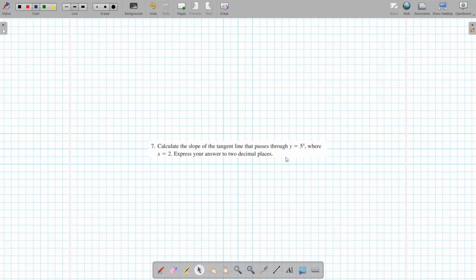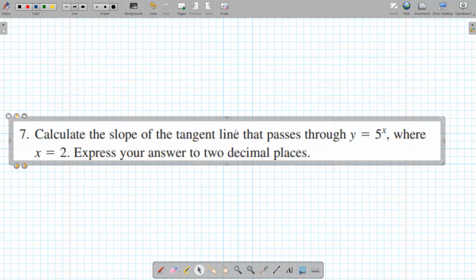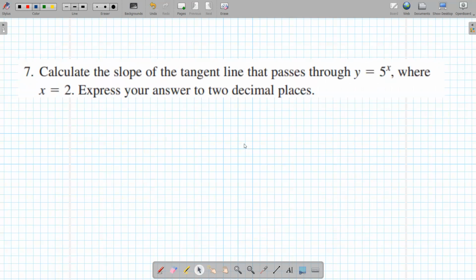This is just a very simple two-step question. Calculate the slope of the tangent for this function when the x value is 2. Any ideas?